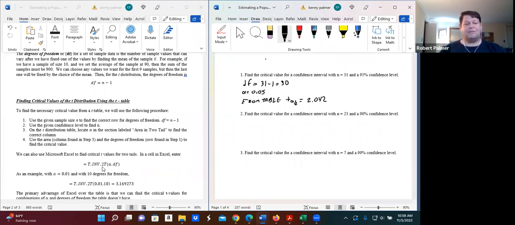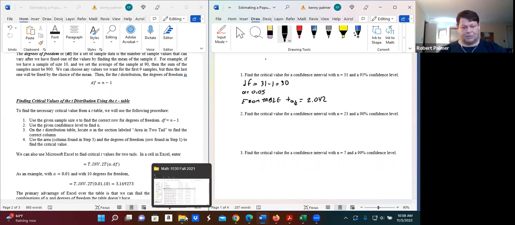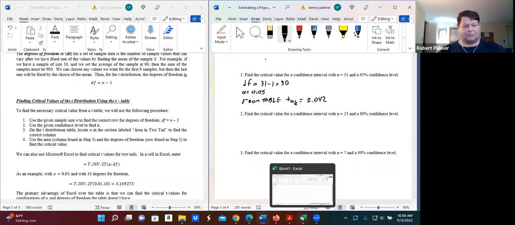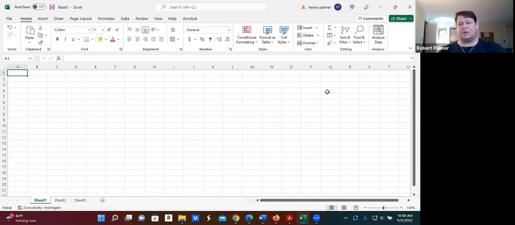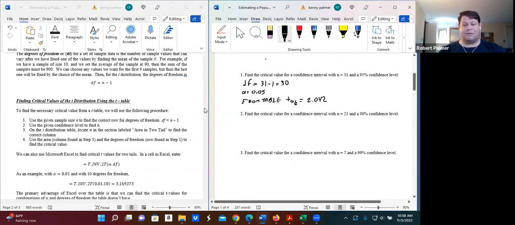T.INV.2T, the two T's for two tails. The inverse means that instead of finding the probability, we're looking for a certain probability to find the value that separates the area under the curve. So let's go to Excel. What we want to plug in is first the alpha, which is 0.05, and then the degrees of freedom, which is 30.